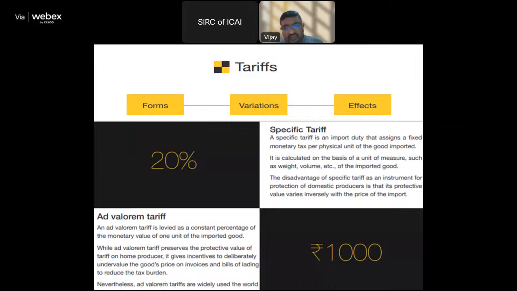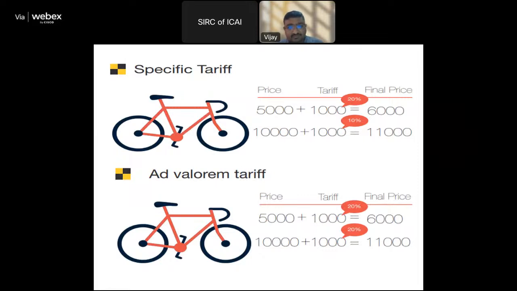Sir, for example, 10,000 plus 20%, that is 2,000, which is equal to 12,000. So that will be the ad valorem tariff. But in case of specific tariff, whatever the price, the customs duty will be fixed, which we call specific tariff.